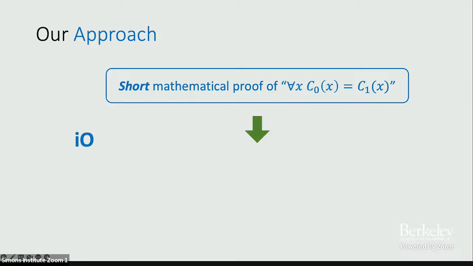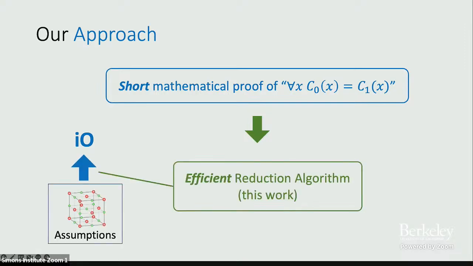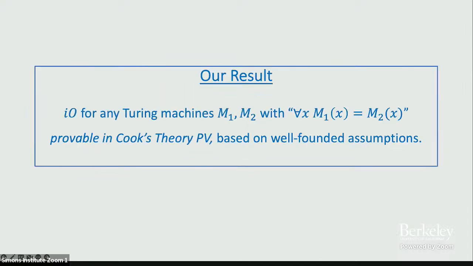So what we are going to do is to leverage this short mathematical proof to build an efficient reduction algorithm in the security proof of I/O. By using this approach, we obtain the following result. Our work builds I/O for any two Turing machines, M1 and M2, if the functionality equivalence of these two Turing machines can be proven in Cook theory PV. And our construction is based on well-founded cryptographic assumptions.